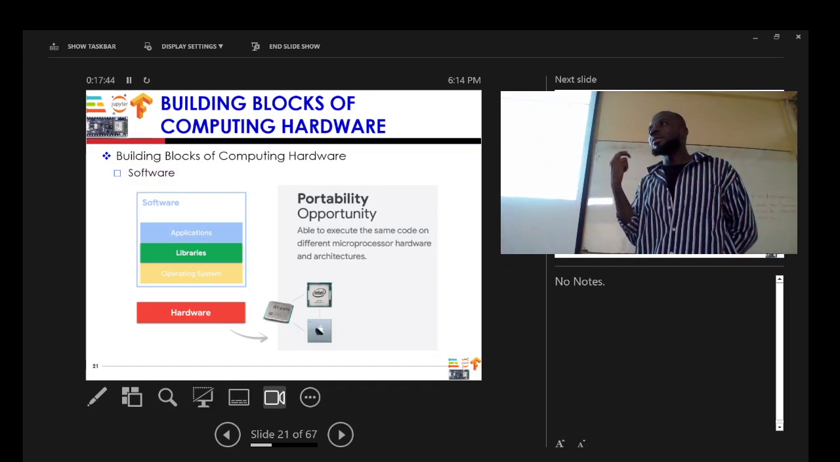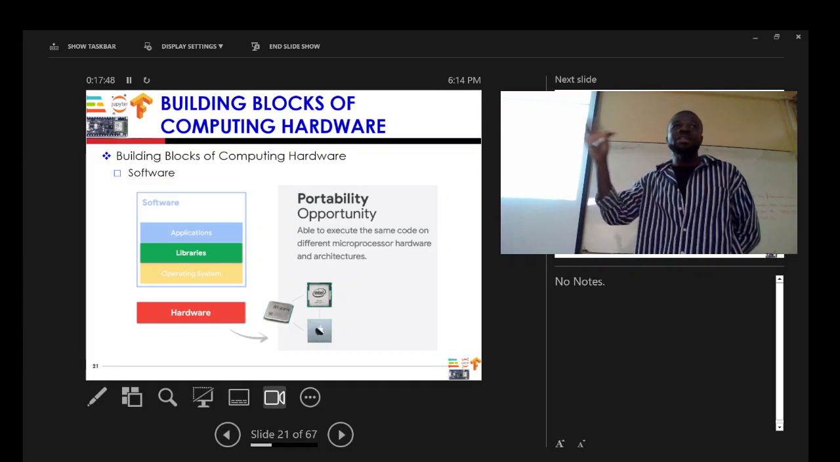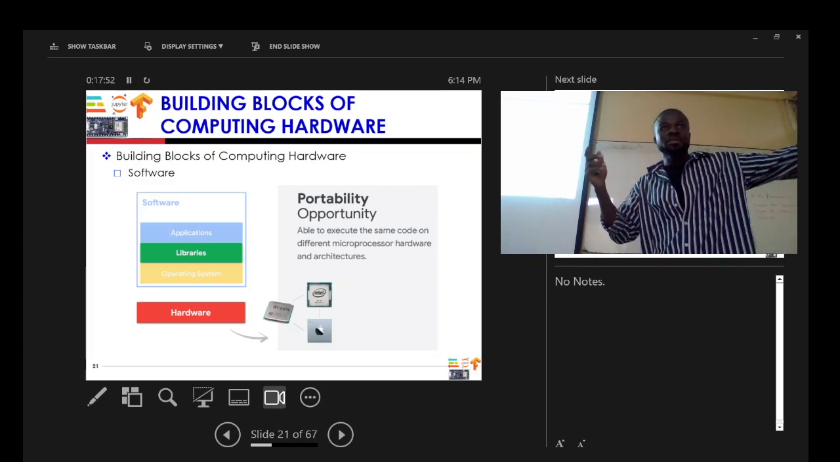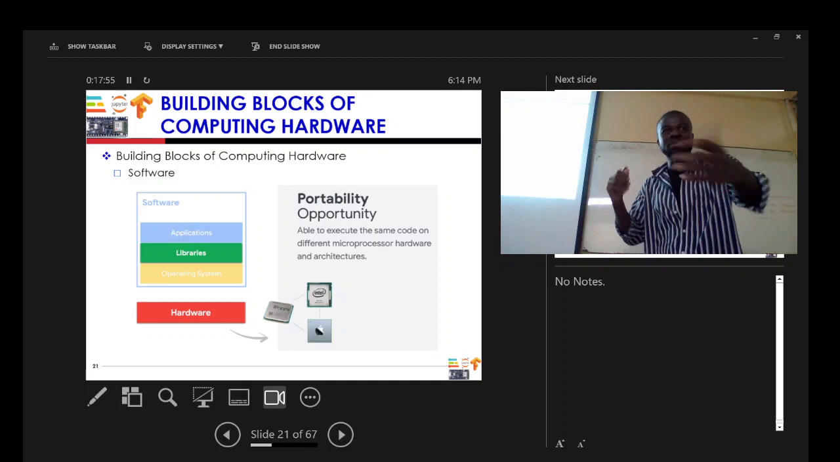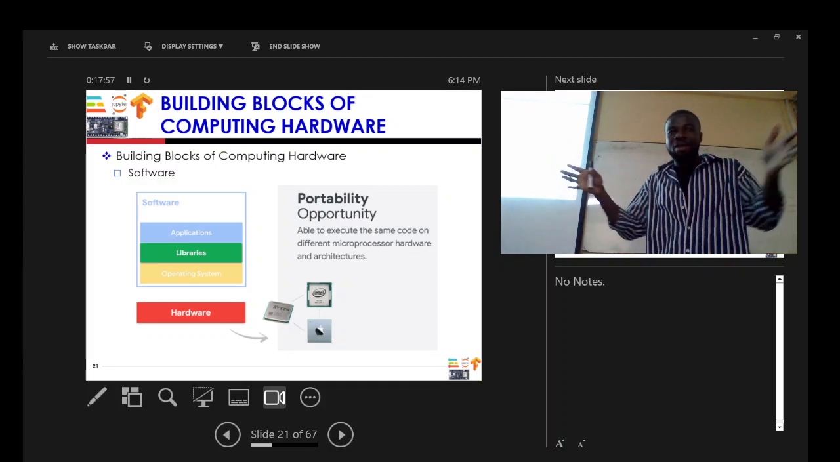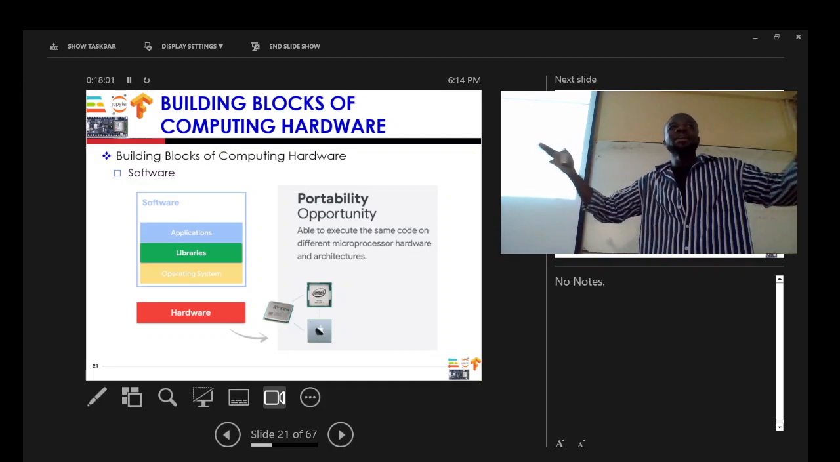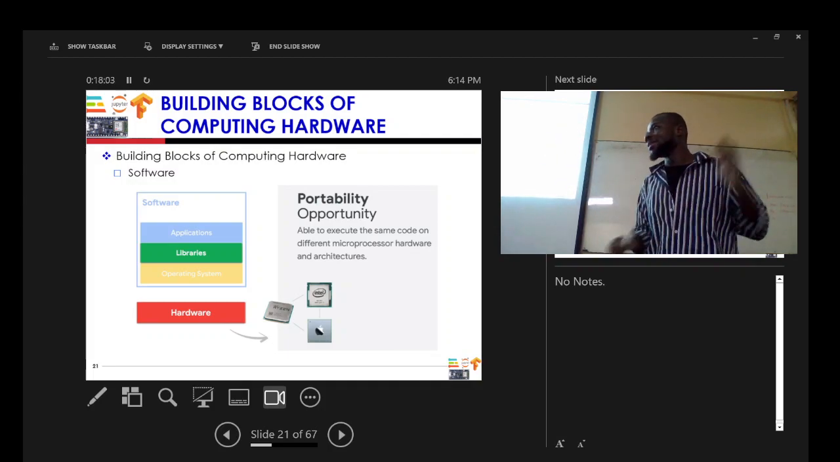But in order to make a library very portable, you need a lot of drivers. The library must have drivers for Android phones, for Windows PCs, and for other platforms. And once you are adding drivers to it, you know that the size of the code is what? Increasing.